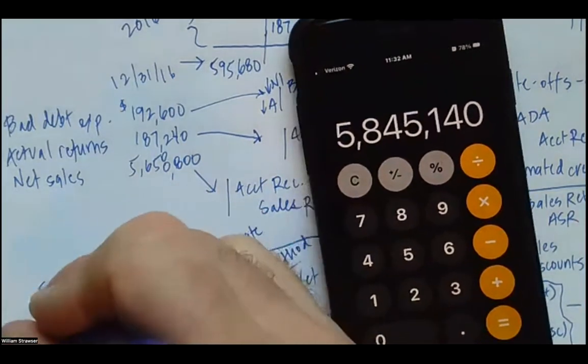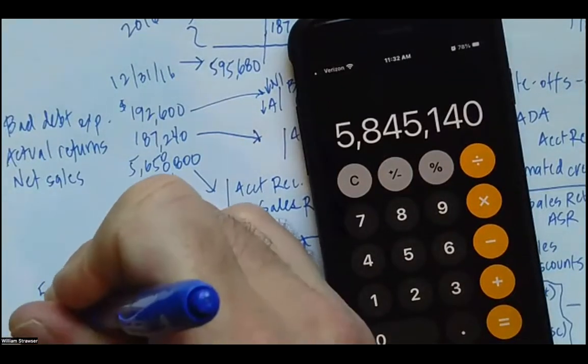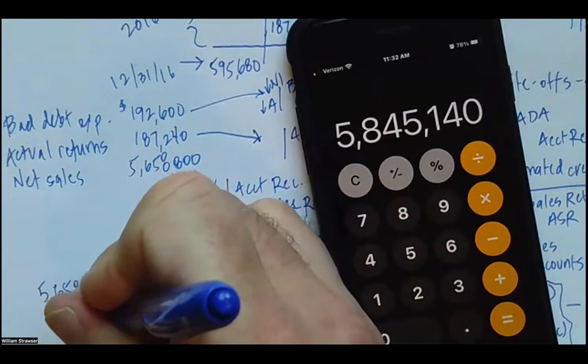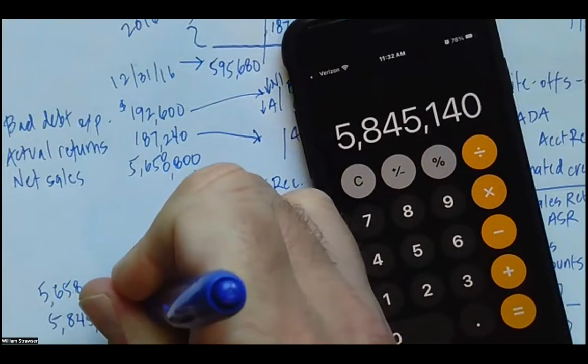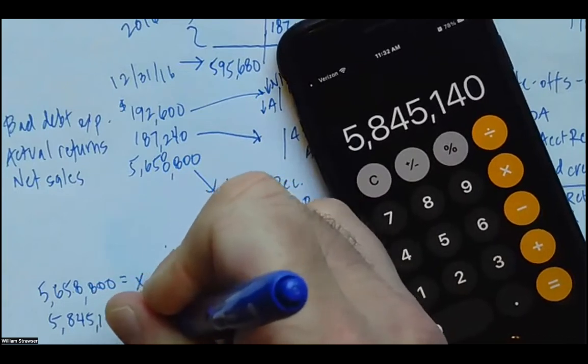And so my total amount is $5,845,140. And that is my gross sales revenue.